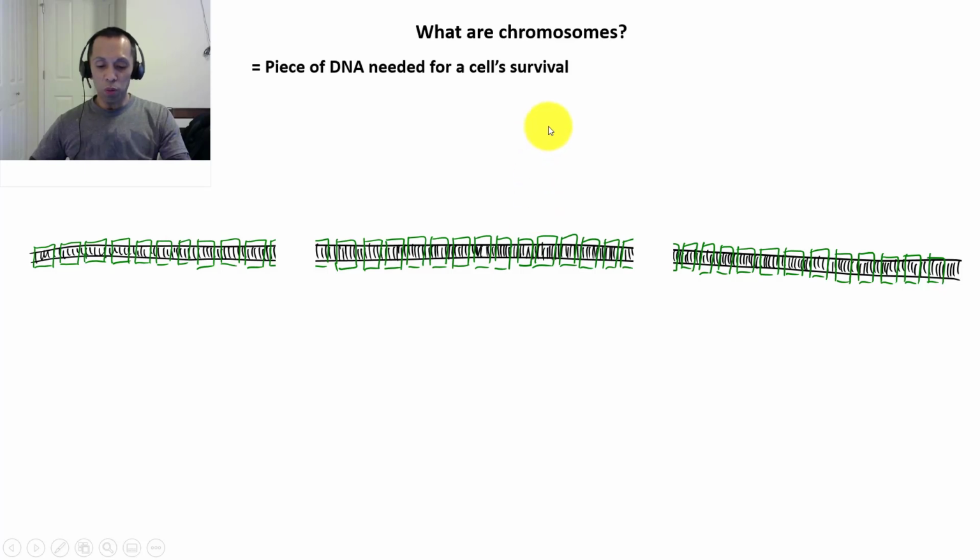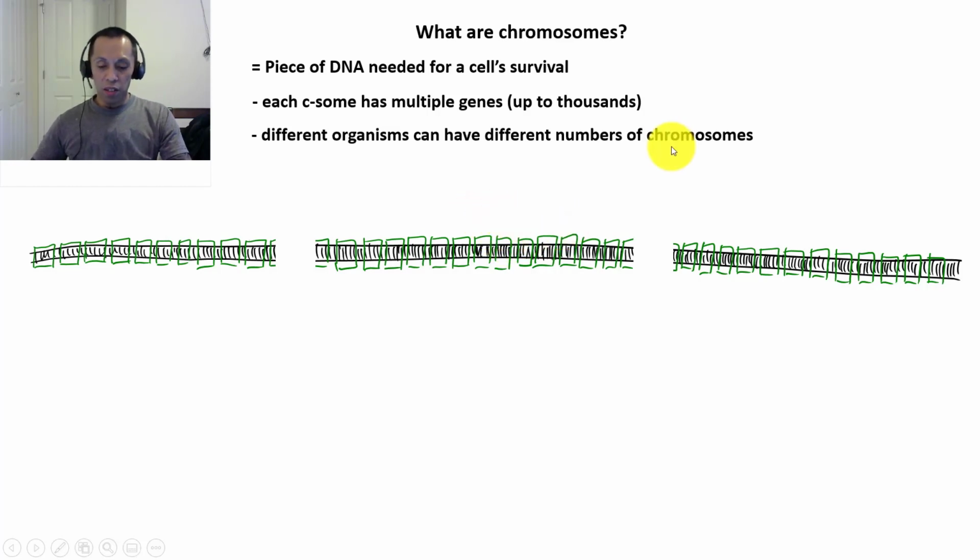All right, so again, what are chromosomes? It's a piece of DNA that is needed for a cell's survival. So if you take away the chromosomal DNA from a cell, that cell would not be able to survive. It would not be able to make all of the proteins that it needs to stay alive. Another thing about chromosomes is that each one can contain up to thousands of different genes on there. And also different organisms can have different numbers of chromosomes. So we mentioned that bacteria, for example, if you take a look inside of a bacterial cell, it's just going to have one piece of chromosomal DNA inside of it.